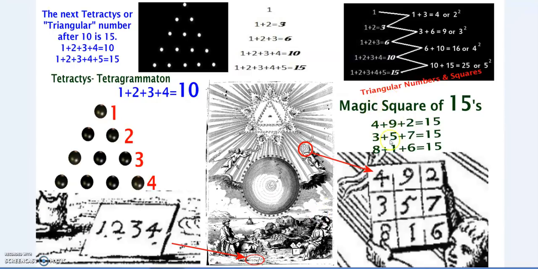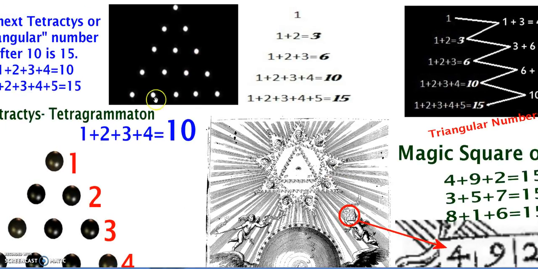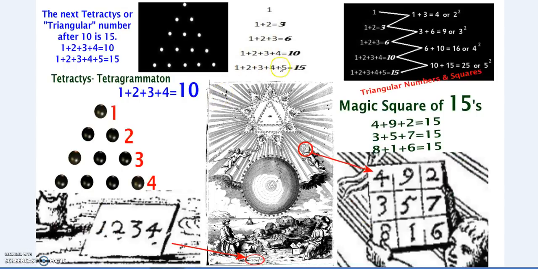Now, another nice point about 15. The Tetractys was 1, 2, 3, 4, which gives us 10. So the fourth triangular number is 10. The second triangular number is 3, 1 plus 2. 1 plus 2 plus 3 equals 6. That's the third, and that's the fourth. And now, if we add the next level, we put 5 dots across, and the next triangular number is 15. Now from there we get some nice links, amongst others.